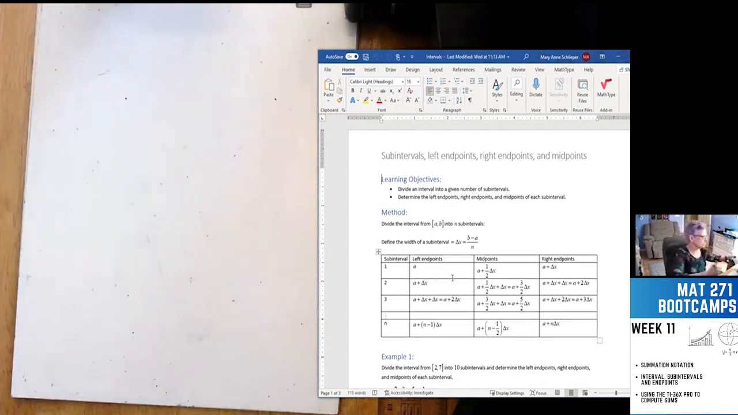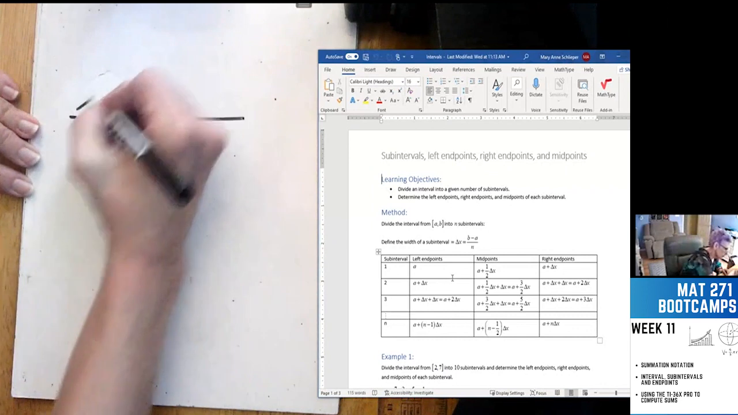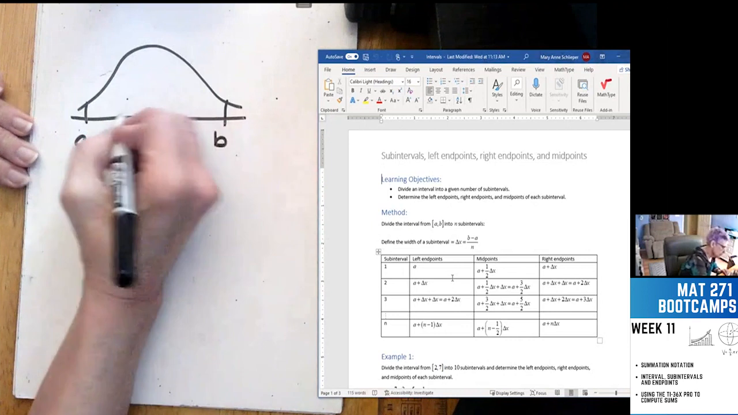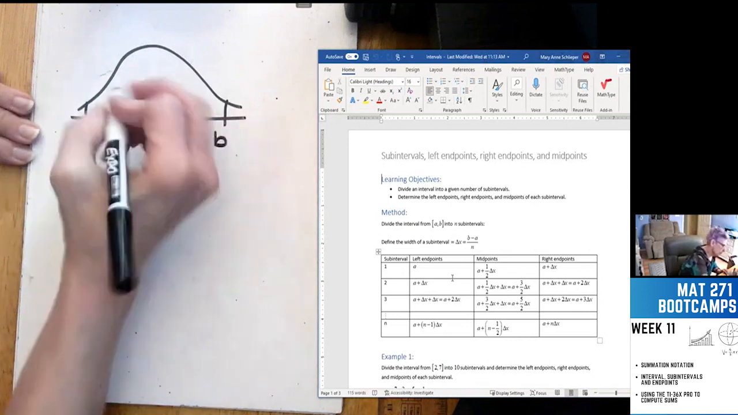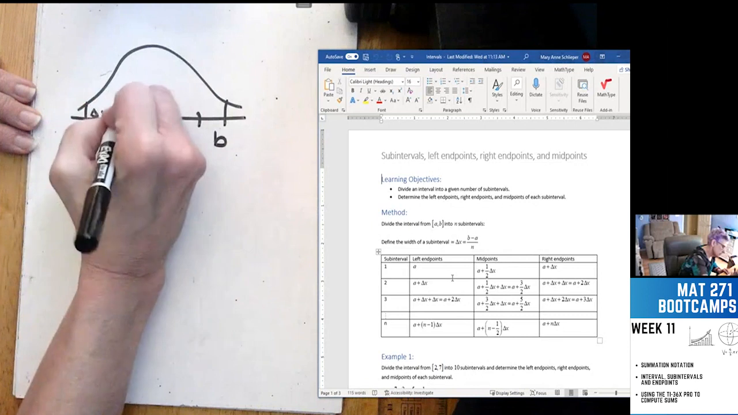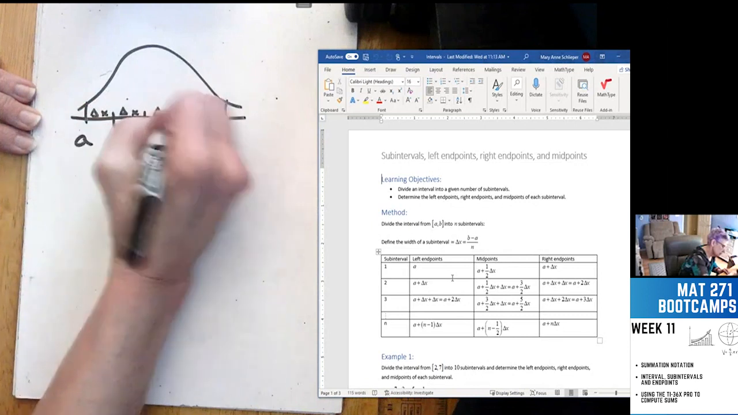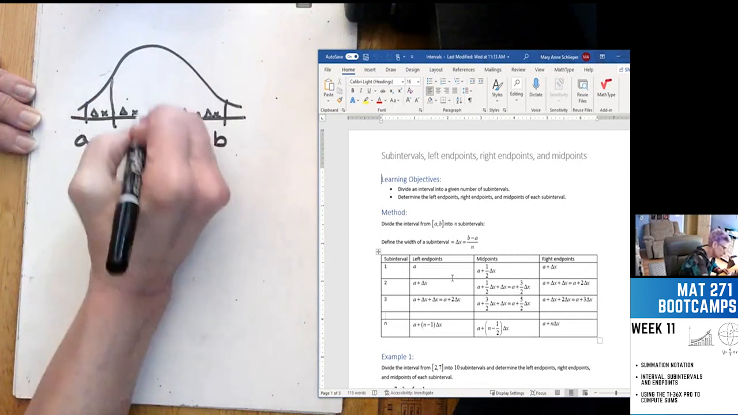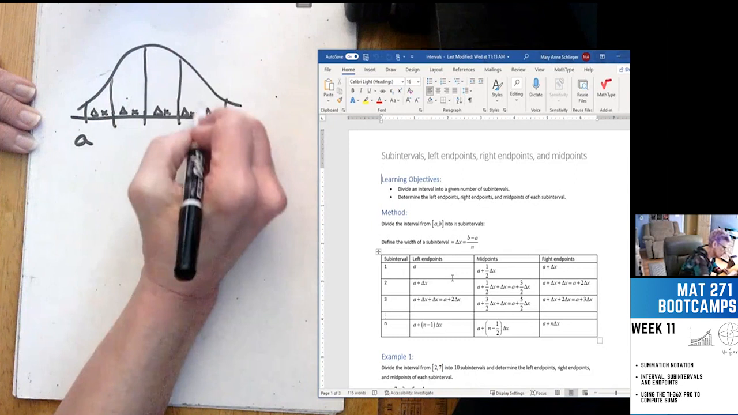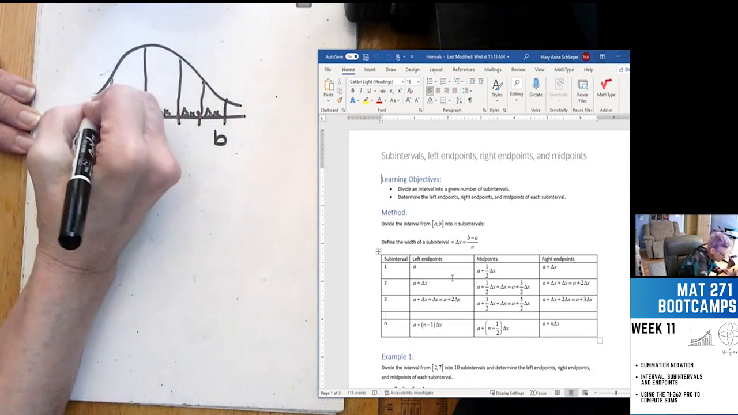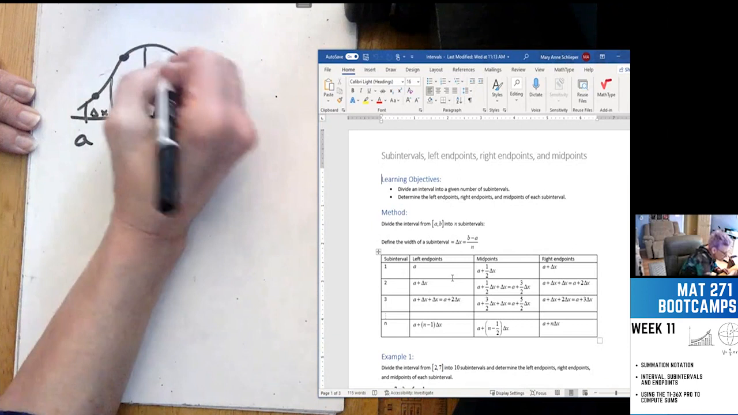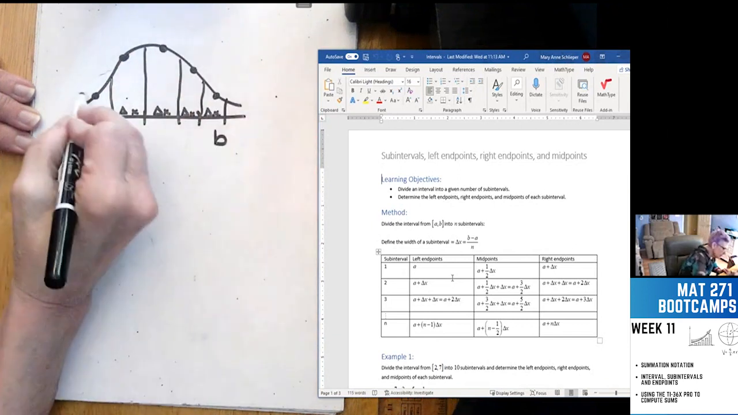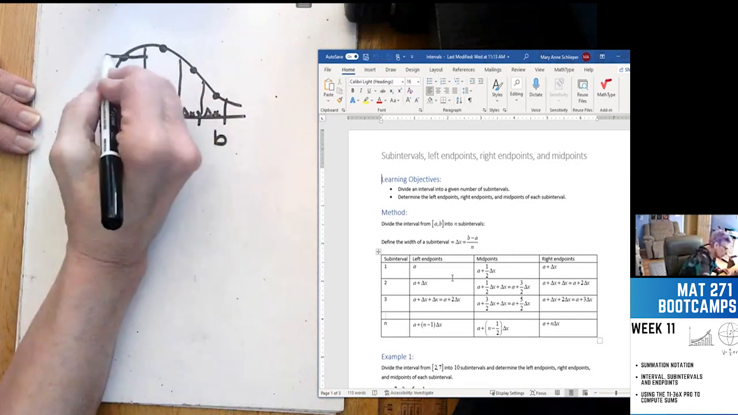Midpoint's a little trickier. Still going from A to B. Delta x is still B minus A over n. But this time, we want to locate the middle of each of these intervals. And that's where we would draw our rectangles.